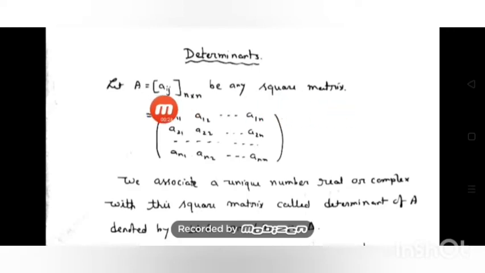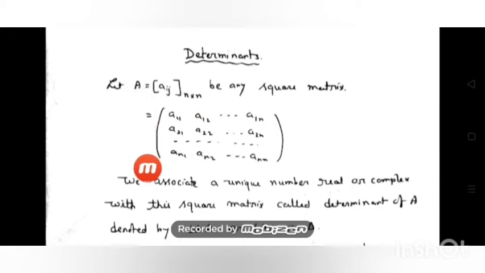This A equals Aij n by n, in expanded form we can write like this: A11, A12 up to A1n, as there are n columns and n rows also. So 21, 22 up to 2n, and it goes up to n1, n2 up to nn. So this is a square matrix of order n. And for every square matrix we can associate a unique number. It may be real or complex, and that is called the determinant of that square matrix, that is of A.